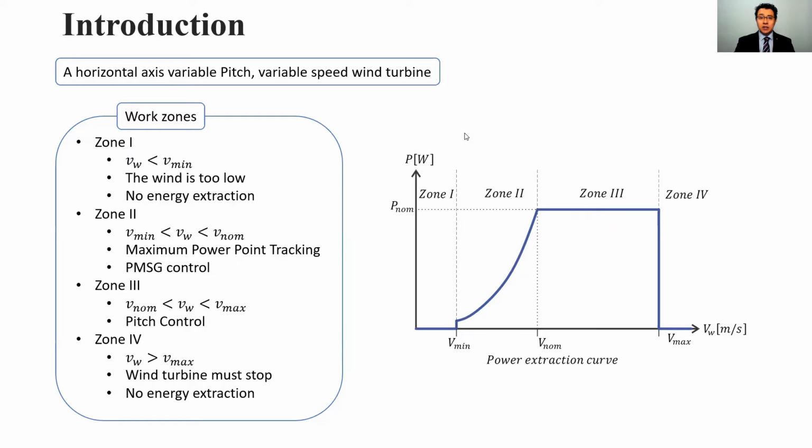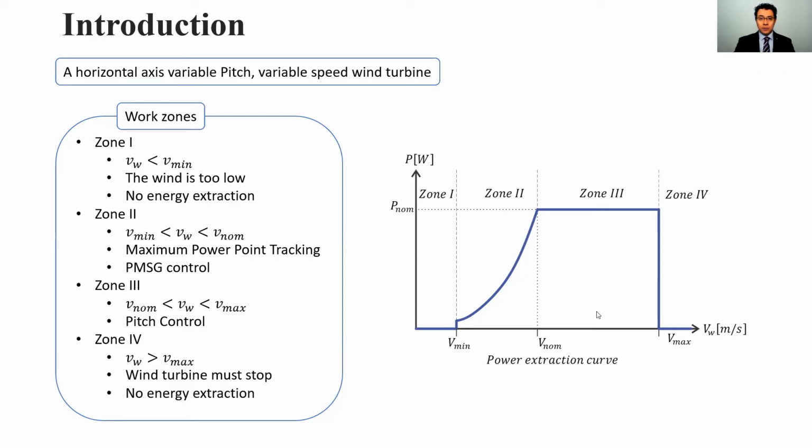In contrast, in Zone 4, the wind speed is too high, so the wind turbine must be stopped to avoid damage and failure of the whole system. In this zone, it is also impossible to extract power from the wind.